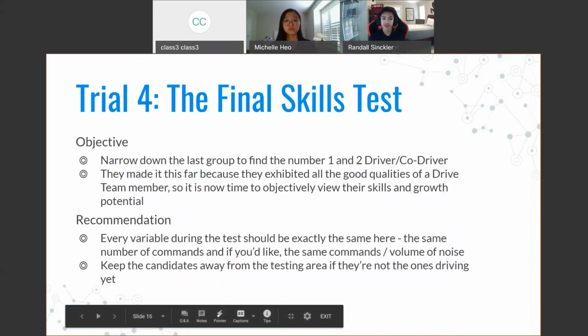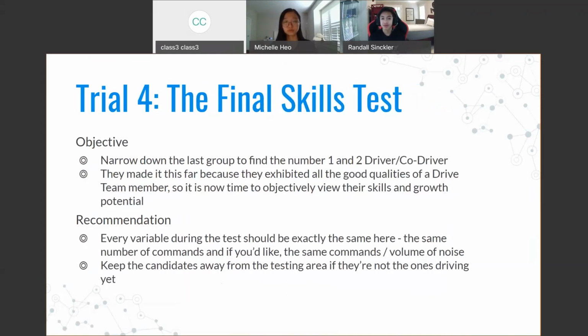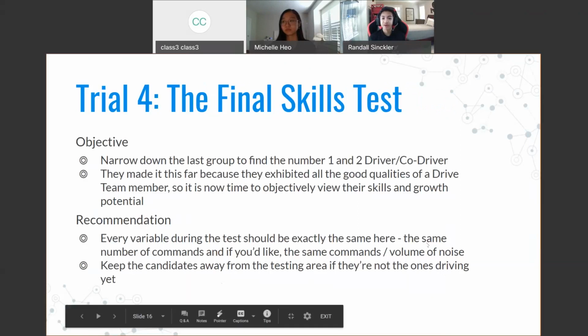So for the final trial, it was another skills test similar to trial 3, but everyone is given the same directions, and candidates are not allowed to watch each other's trials. Evaluators view how much candidates have improved from the beginning and take data like their best time, the least amount of errors, and the most calm reactions to stress. From that data and our attitudes throughout the whole process, the evaluators make their decision.